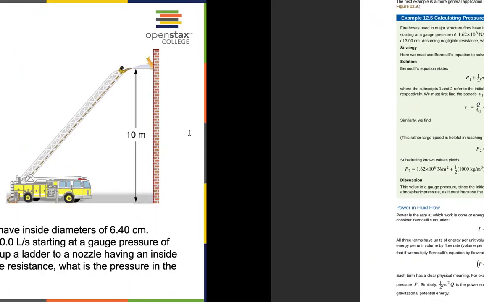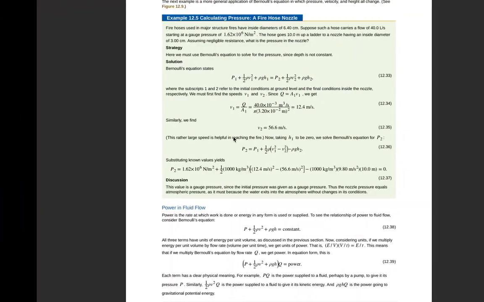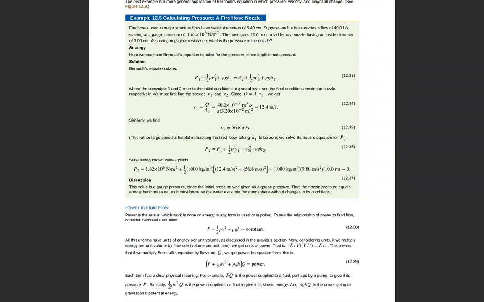Okay, so this is example 12.5. They just didn't signify it here. Fire hoses used in major structure fires have inside diameters of 6.4 centimeters. Suppose such a hose carries a flow of 40.0 liters per second, starting at a gauge pressure of 1.62 times 10 to the 6 newtons per meter squared. The hose goes up 10 meters up the ladder to a nozzle having an inside diameter of 3 centimeters. Assuming negligible resistance, what is the pressure in the nozzle?